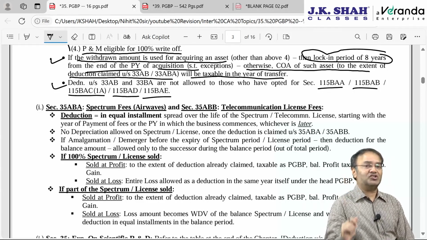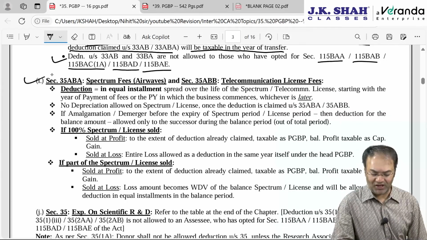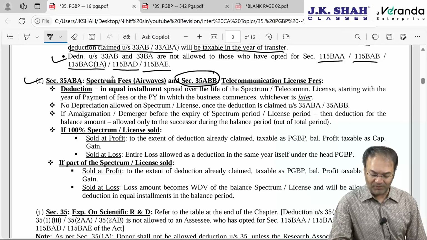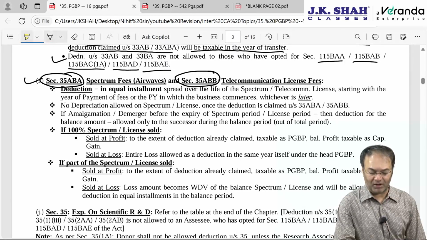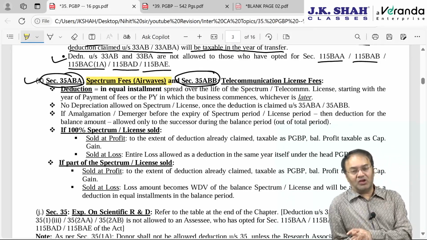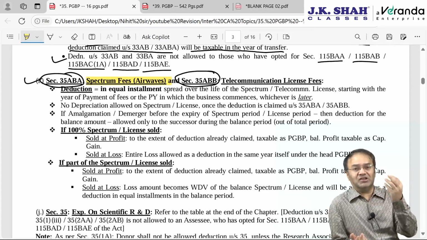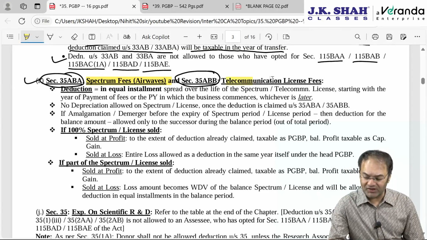Same point we discussed in chapter 12 also, special rates of tax, where we discussed these sections in detail. 35ABA and 35ABB are exactly the same, but are given differently. One is spectrum fees, which is airwaves, internet, 5G, 4G, 3G, etc. And the second one is telecommunication license fees.